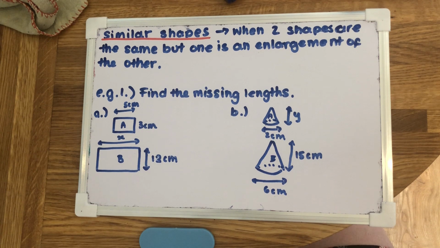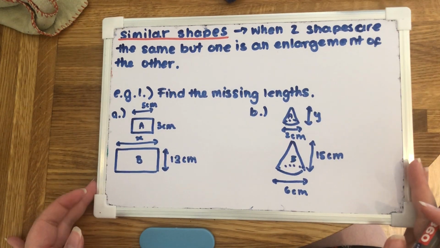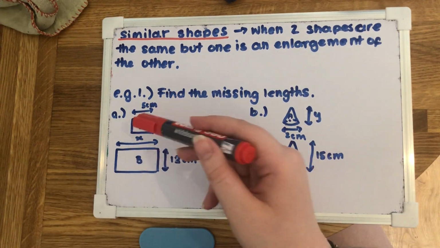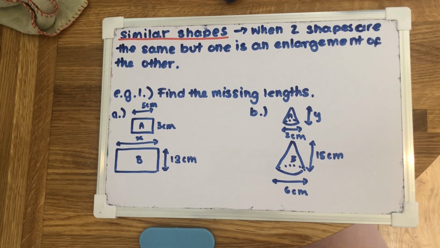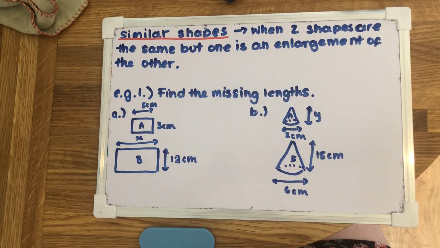The actual angles within the shape will stay the same. Okay, so we're going to start with the easiest questions first. These are just finding the missing lengths. So we're going to start with EG1A. We're given two rectangles again. One is just bigger than the other. We're given two lengths on this one and only one on this one because we need to find the other.